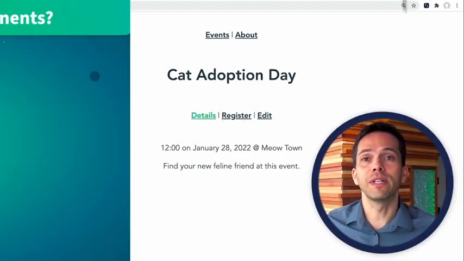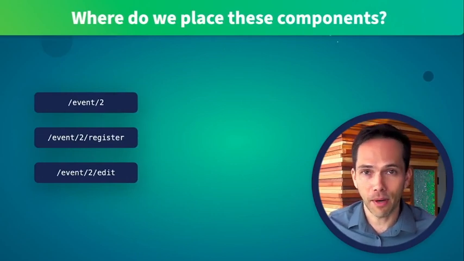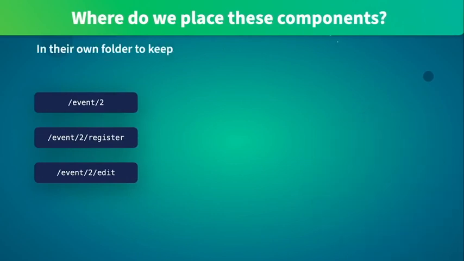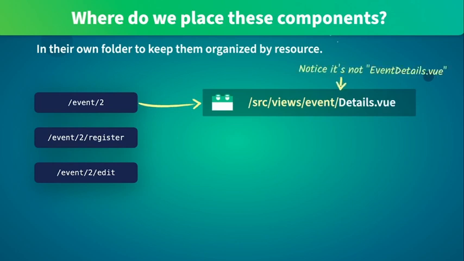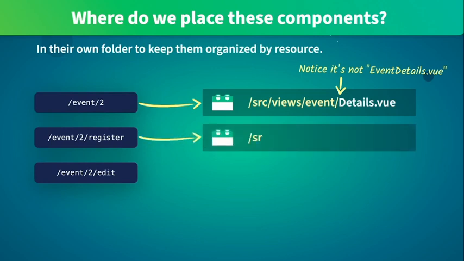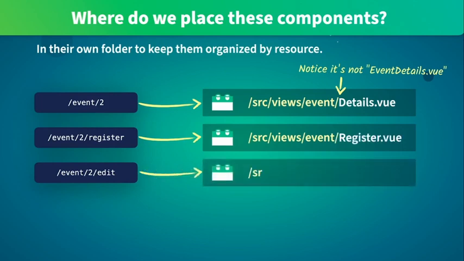In our solution, we need to ask where to place these components. We'll keep them in their own folder to organize them by resource. So to look at the event details, this will be in src/views/event/Details.vue. Notice we're not calling it EventDetails.vue. We're already in the event folder. We don't need to say event again. To register, we'll create the Register.vue component. And to edit, we'll create the Edit.vue component.